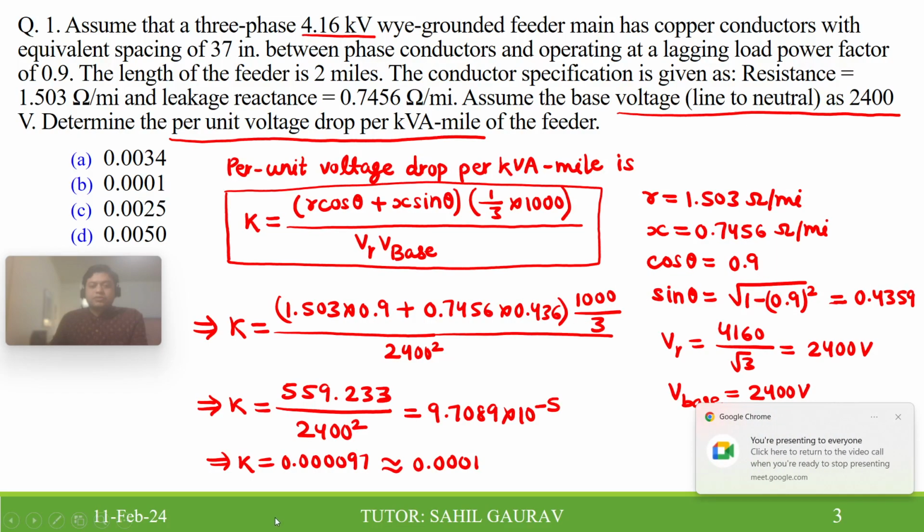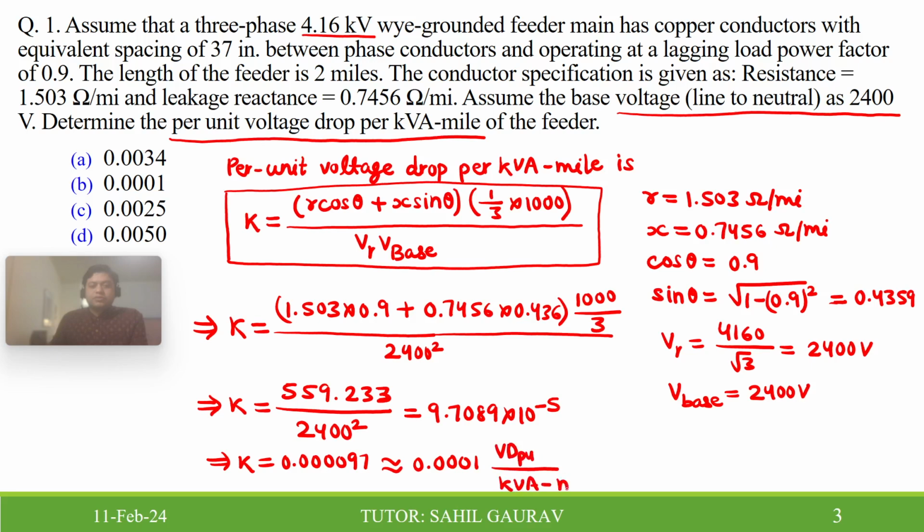So this value of K we got is in per unit voltage drop per kVA mile. So if someone asked you for the percentage voltage drop, then what do you have to do? Can anyone tell? Rahul, Dharmender, Sangeeta.